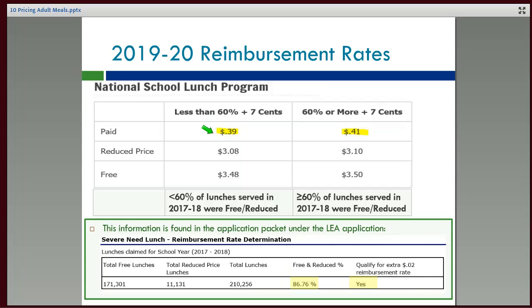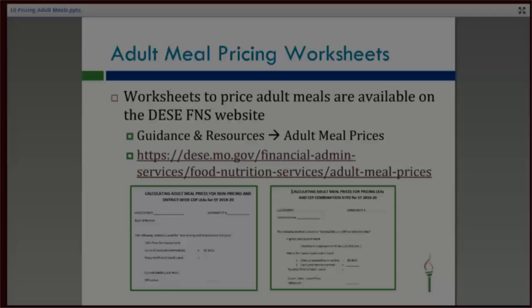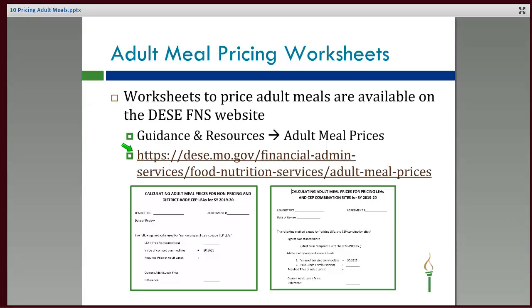Another place to find your reimbursement is on your claim. So when you enter your claim, your reimbursement rates will be listed there. On our website, we have meal pricing worksheets that you can use to calculate your adult meal prices. This is the website where you can find those worksheets. We have one worksheet for pricing LEAs and combination LEAs, so they have some schools that are pricing and some non-pricing, and then a second worksheet for non-pricing LEAs.